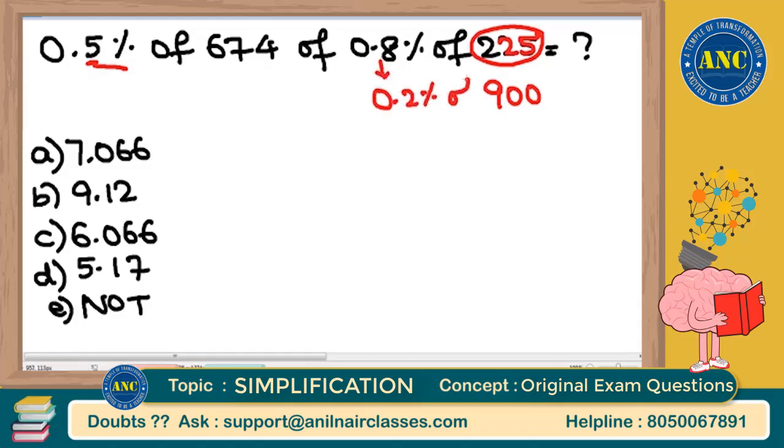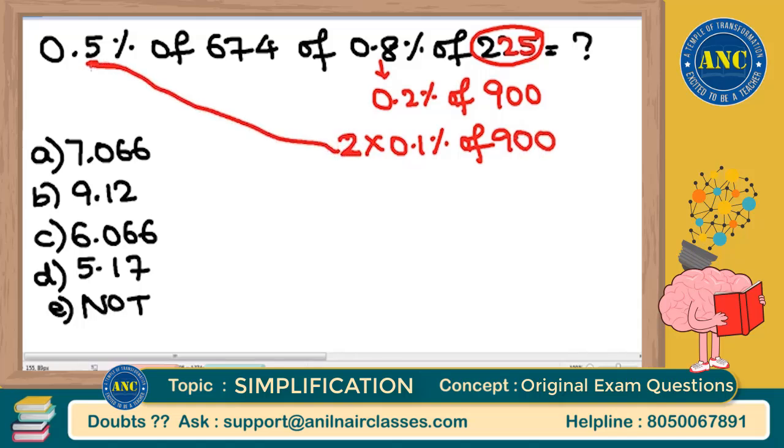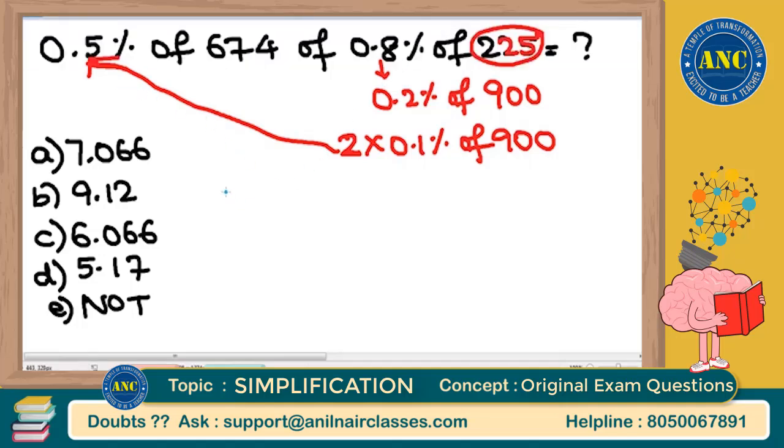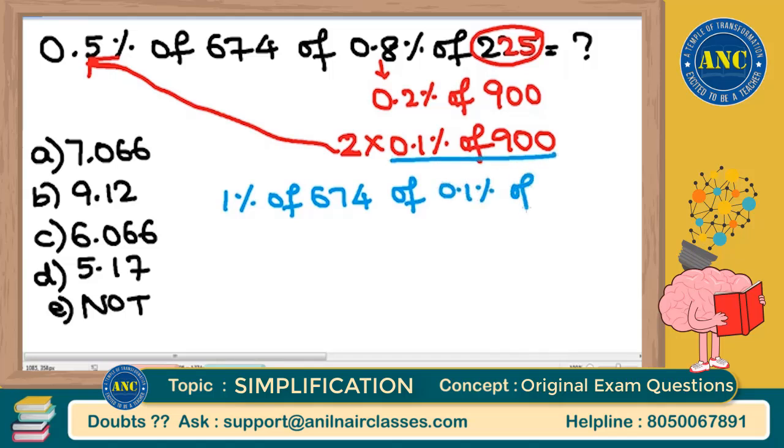This is 0.2 percentage. Now 0.2 percentage is 2 into 0.1 percentage. Now why did I split like this? This 2 I will multiply with this 0.5, so that 2 into 0.5 becomes 1. So basically my problem now is 1 percentage of 674 of 0.1 percentage of 900. This is very easy for me to solve, sir. It is never a difficulty. 1 percentage of 674 is 6.74 into 0.1 percentage of 900, which is 0.9, right?